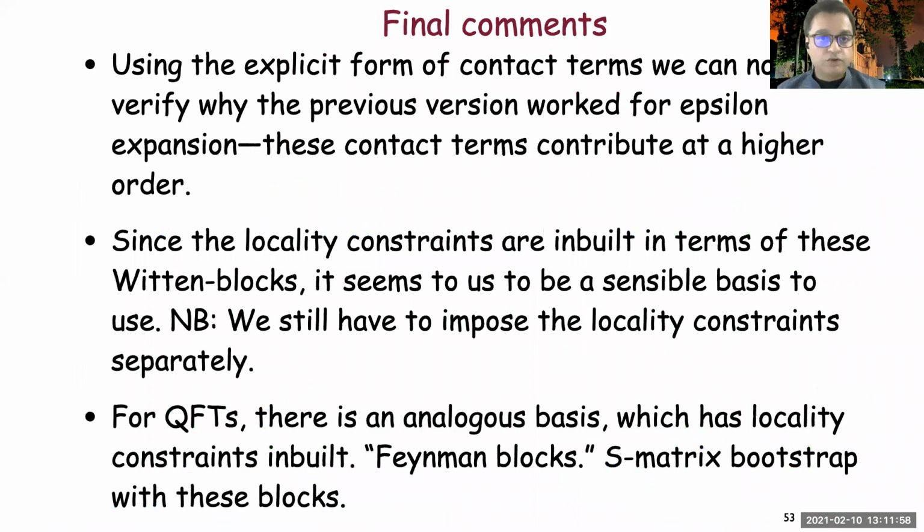So let me just conclude. I've gone quite a bit over time, but let me conclude that using the explicit form of contact terms that we got from this crossing symmetric dispersion relation, we can now understand why this epsilon expansion story that we naively did at the first attempt worked. One can actually show that these contact terms contribute at a higher order; they would not affect the results that we had found. And since the locality constraints are inbuilt in terms of these Witten blocks, it seems like a sensible basis to use.